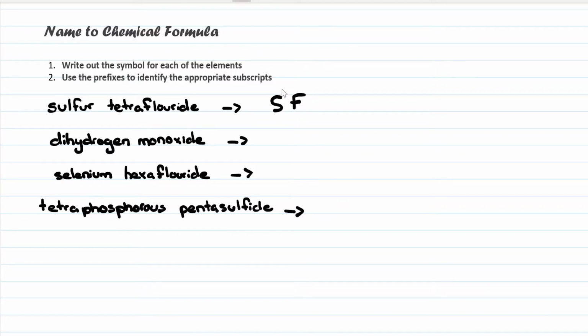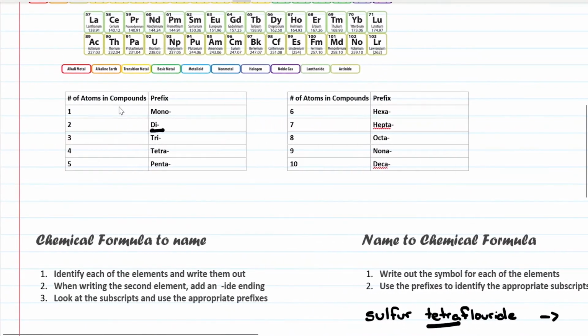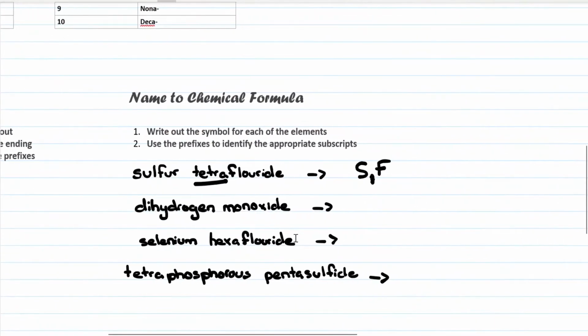Next, we can look at the prefixes to identify the appropriate subscripts. So there's going to be only 1 sulfur, and there's no point in writing a 1 here because that's never really done. The presence of the S alone implies that there's going to be at least 1 sulfur. So the 1 here is redundant and you're never going to see it. But on the other hand, there's 4 here because of the tetra prefix. We know that corresponds to 4, as we saw in the table over here. So we're going to have SF4. That's the name of the compound here.